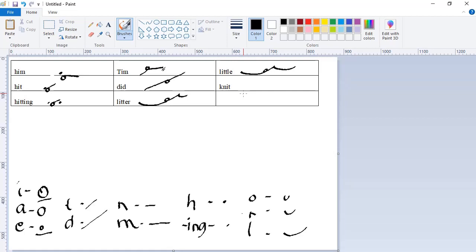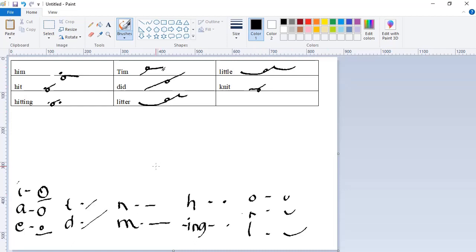Next, knit. Oh, yan, knit. May K ba doon? Wala po. Ang nandun lang is N, I, T. Knit. Nakuha po? So, those are our sample words for the sound of short I. So, short I, E ang gagamitin. Long I sound, I ang gagamitin.